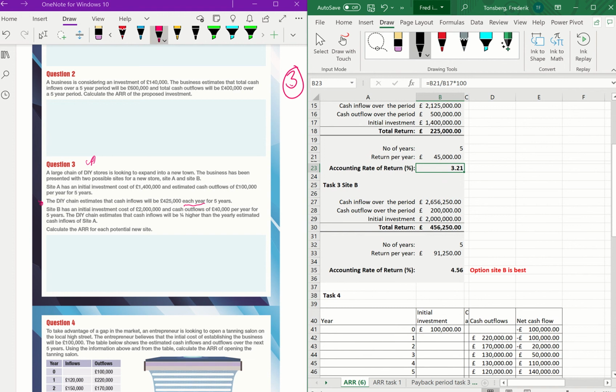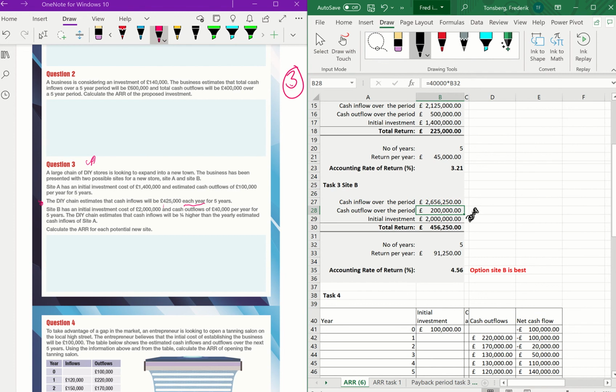So with site B, let's go over and read the write-up for site B. Site B has got an initial investment cost of £2 million. So let's just put £2 million in here under site B. The cash outflow is £40,000 per year for 5 years. £40,000 per year over 5 years. So if we put that in here, we're saying £40,000 times by 5 years, and that gives us £200,000.